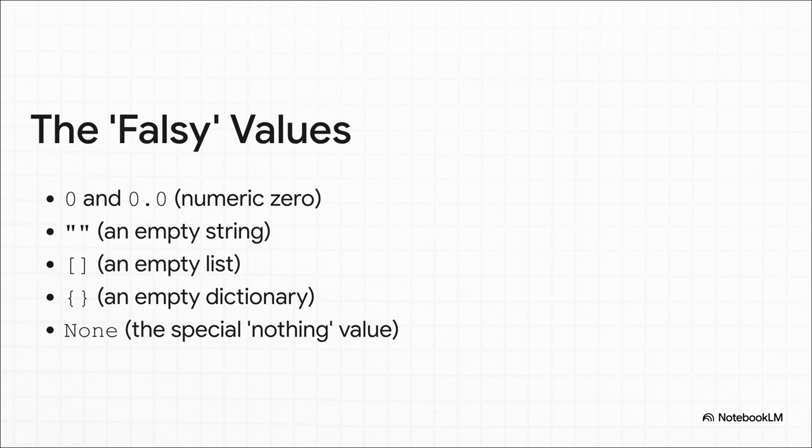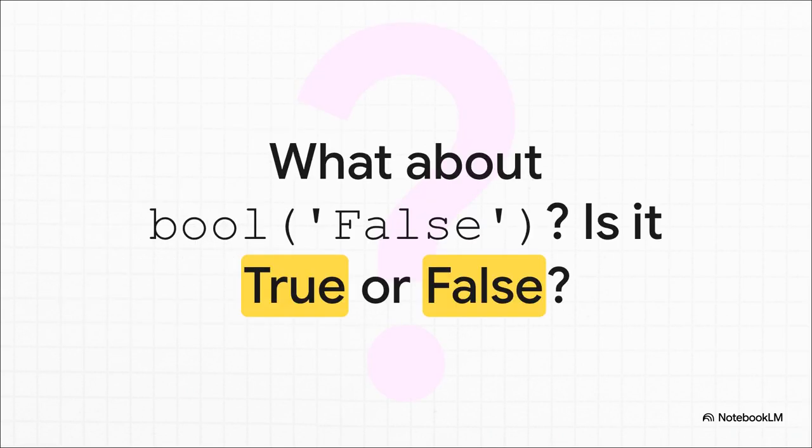Basically, in Python, emptiness is almost always considered false. The number 0, an empty piece of text, an empty list, even this special value called None, which literally just means nothing, all of these will act just like false when you're checking a condition. Okay, so keeping that rule about emptiness in mind, let's do a quick quiz. What do you think happens here?